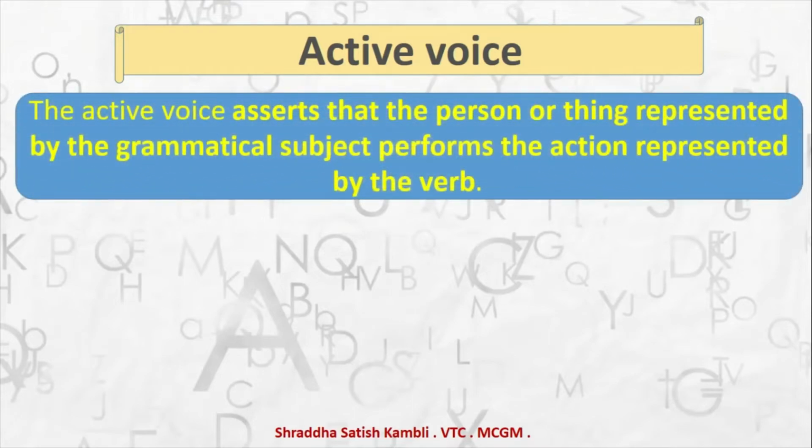So the active voice asserts, means it tells you, that the person or thing represented by the grammatical subject performs the action represented by the verb. So it is trying to tell you that when the voice is active, then the sentence tells us that the subject is performing the action. Okay, so the subject is important here. The action is secondary.